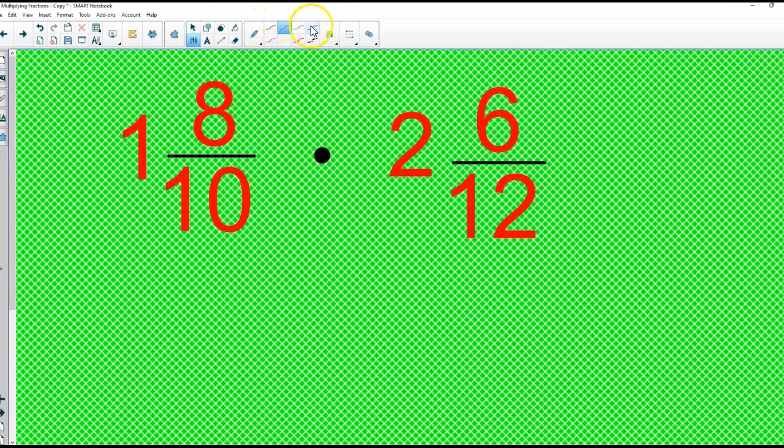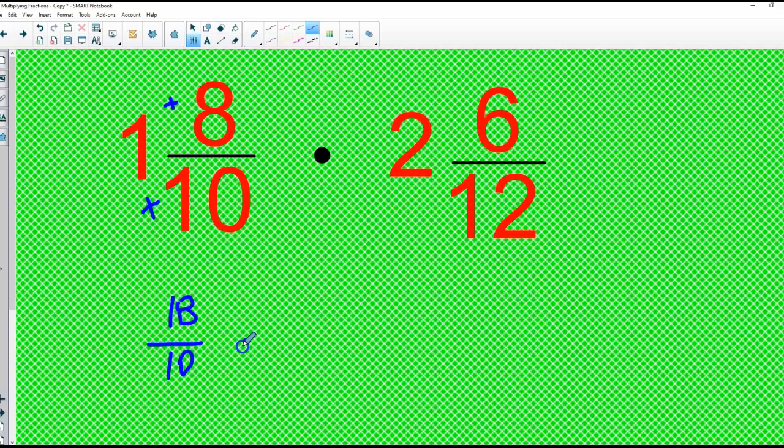Okay, so here's our new problem. 1 8/10 times 2 6/12. So again, as you see, we have a whole number, so we need to make it improper. We start at the bottom and we multiply and then we add. So 1 8/10, 1 times 10 is 10 plus 8 should be 18, and we keep the same bottom number, over 10.